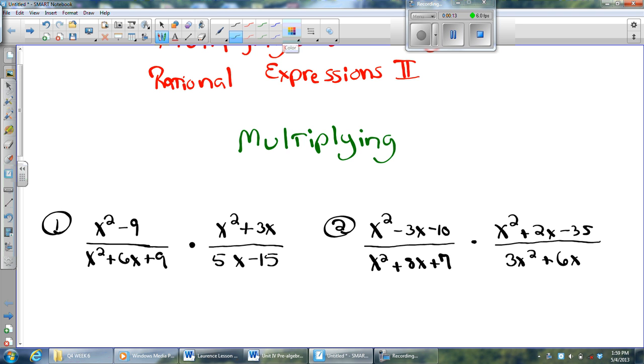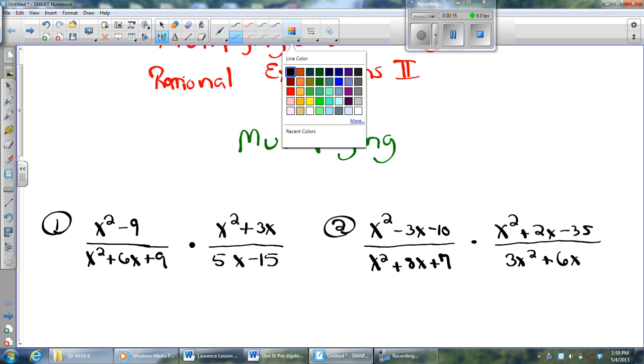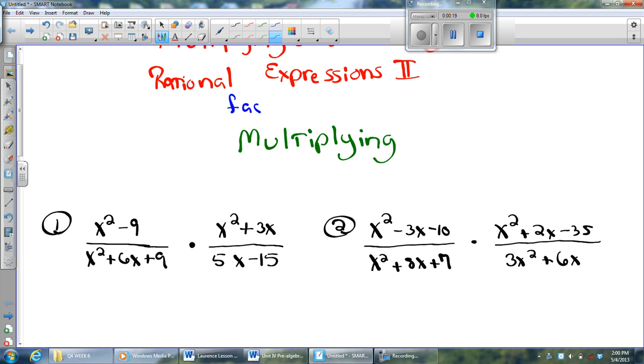Now remember, the key to doing these is factoring. We've got to look to factor. If you can factor them, they're really pretty simple. I think they're pretty cool. But factoring is the key. Yes, the big F word is the key for this. All right, let's get down to it.